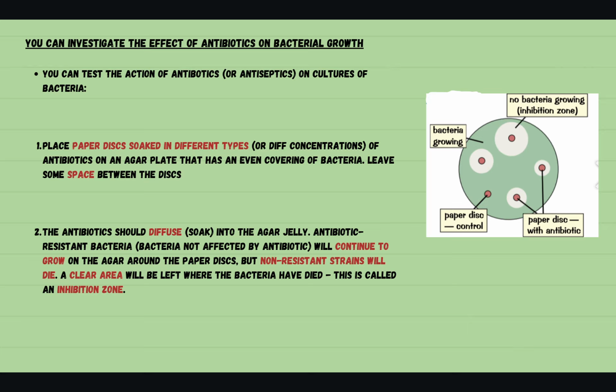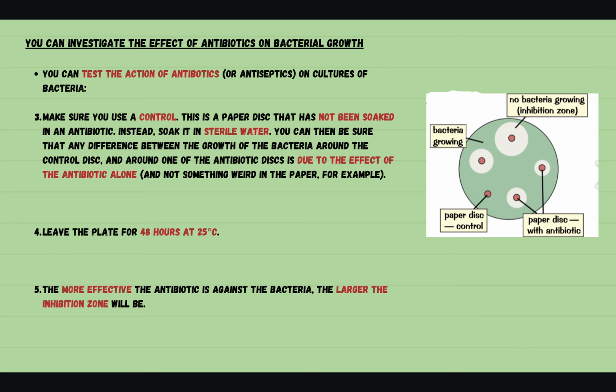Antibiotic resistant bacteria, which is bacteria not affected by antibiotics, will continue to grow on the agar around the paper discs, but non-resistant strains will die. A clear area will be left where the bacteria have died, and this is called an inhibition zone. Make sure you use a control, and this is a paper disc that has not been soaked in an antibiotic. Instead, you soak it in sterile water.